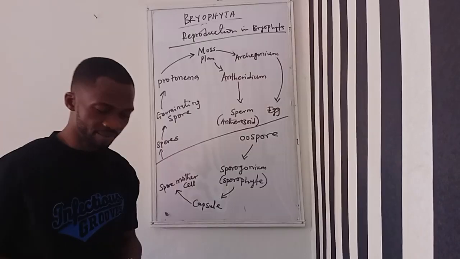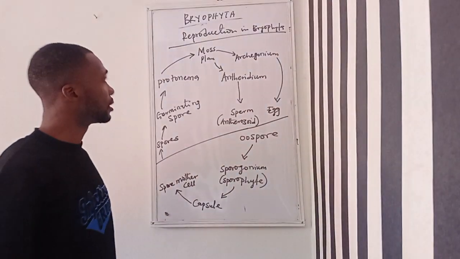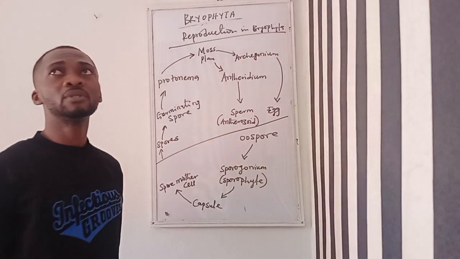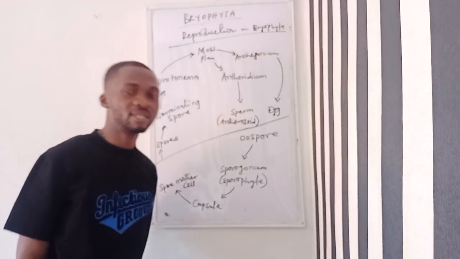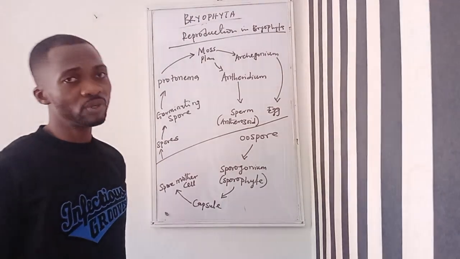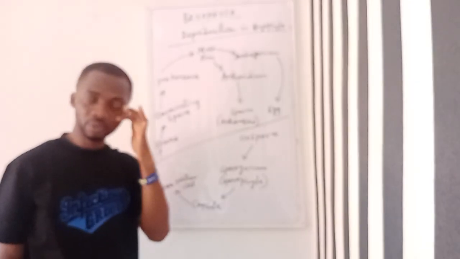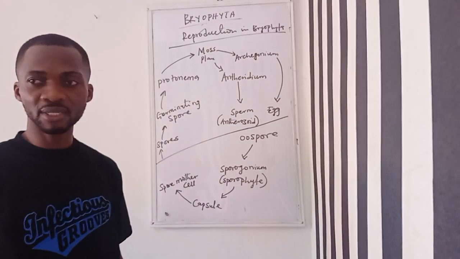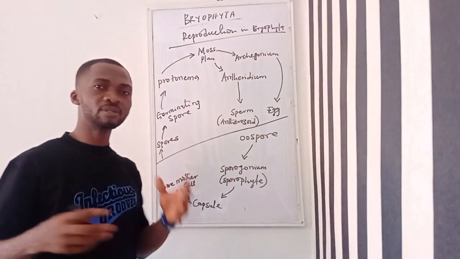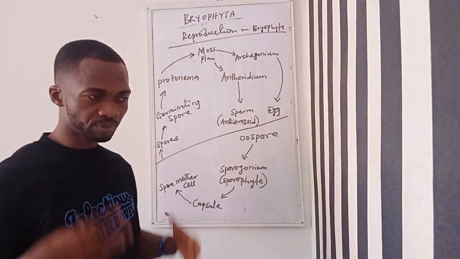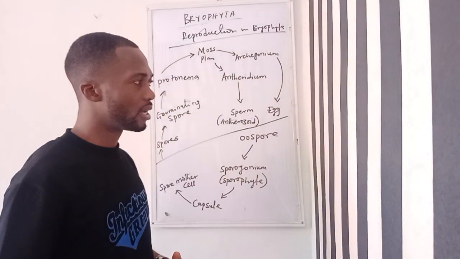So this explains the life cycle or reproduction in Bryophyta. But before I go into this form of sexual reproduction, let me briefly talk about asexual reproduction. Even though it's not as common as sexual reproduction, Bryophyta can still reproduce asexually through fragmentation. The body breaks into fragments, and each of these fragments falls on good ground and germinates into a new individual.